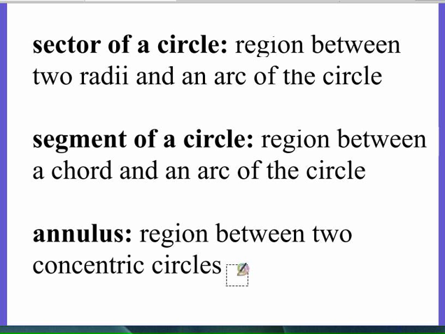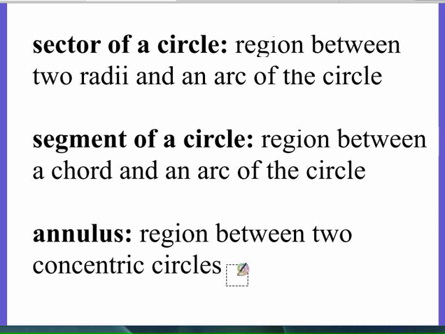Region between 2 concentric circles. Now, if you remember, a concentric circle is similar to a bullseye. Those are circles that all have the same center. Okay. All right, so now what we're going to do is talk about how you find the area of each of these 3 things.